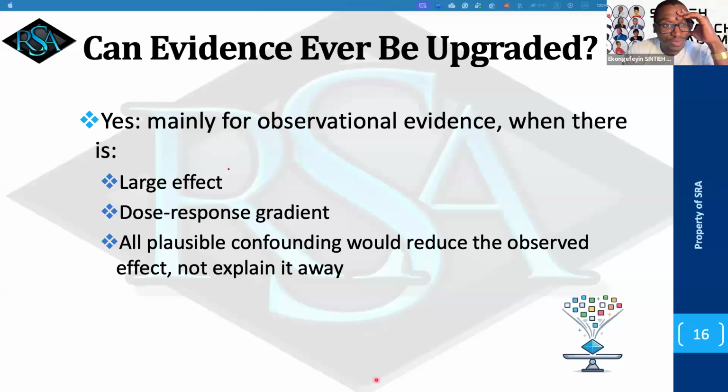So can your evidence be upgraded? That's the question. Yes, mainly for observational evidence. When there is a large effect, when there's a dose response gradient, and all plausible confounders have been observed, not to explain it that way. So if you find that you have a large effect, right, and all you can simply say is that this effect is due to the fact that there is an increase in the participation of people.